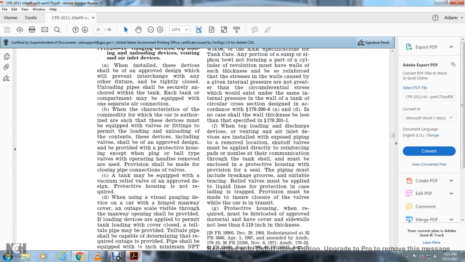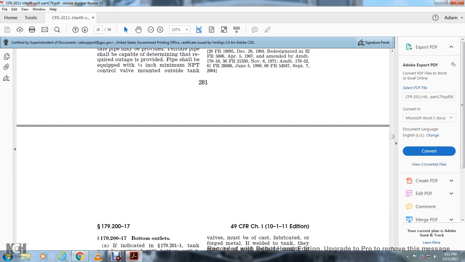When top loading and discharge devices, venting and inlet devices are installed with exposed piping, remote-location shutoff valves must be applied directly to the reinforcing pad nozzles at their connection through the tank shell and must be enclosed with protective housing with provisions for a seal. The piping must include a breakage groove and suitable bracing. The relief valve must be applied with the liquid lines of protection. In case of the landing of the traps, provisions must be made to ensure closure of the valves while the car is in transit. Protective housing, when required, must be fabricated with approved material covering the sidewalls not less than 119 thousandths of an inch in thickness.